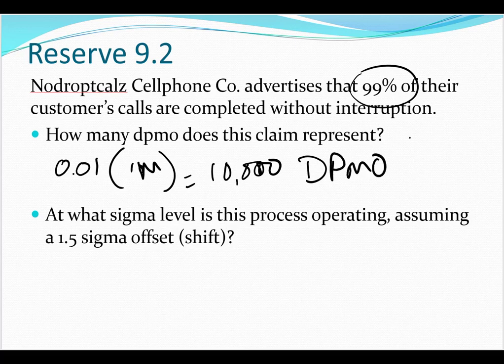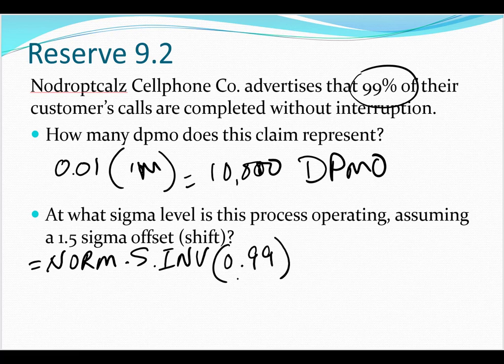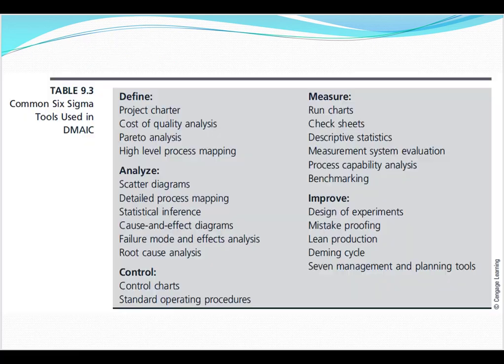defects per million opportunities. Now, at what sigma level is the process operating, assuming a 1.5 sigma offset, or 1.5 shift? So here we would use the norm S inverse. So if you were to type NORM.S.INV in Excel and put 0.99 and then add 1.5 to it, you will get that sigma level that the process is operating in, and that gives you 3.826.